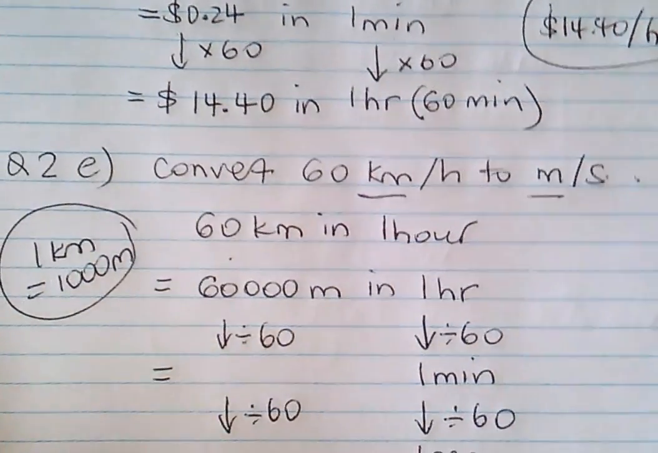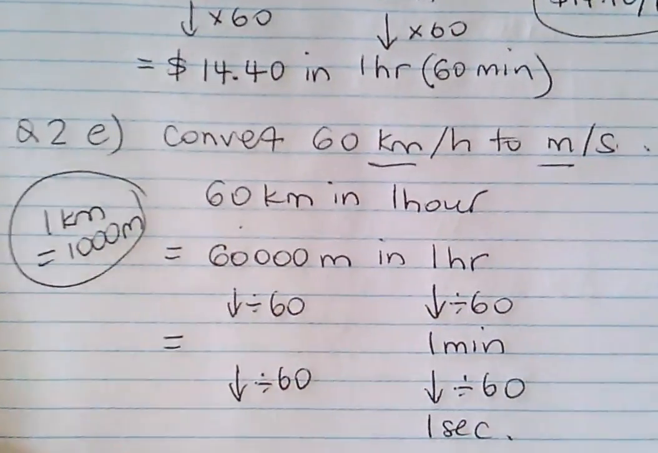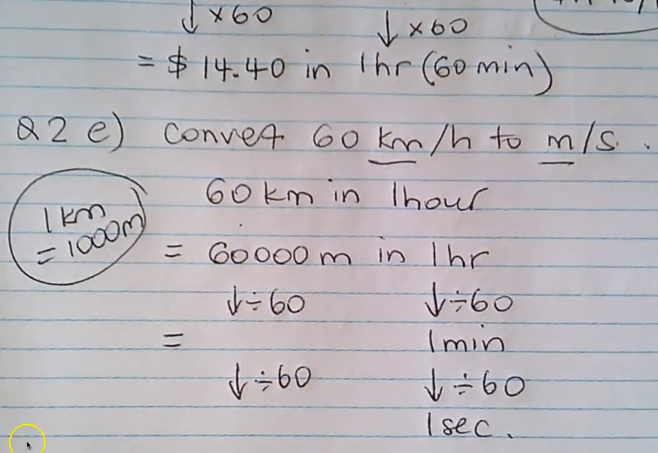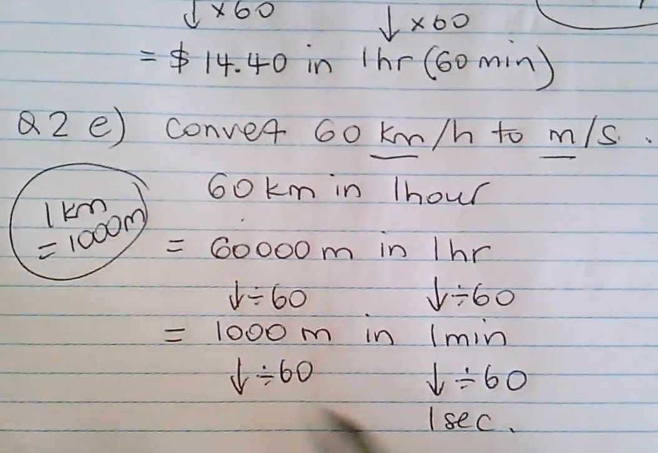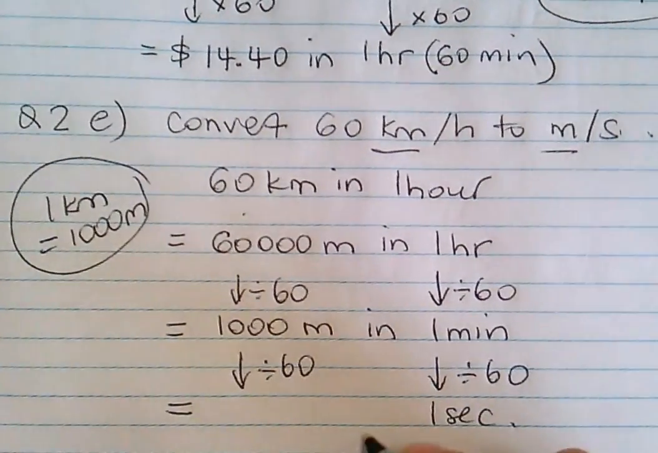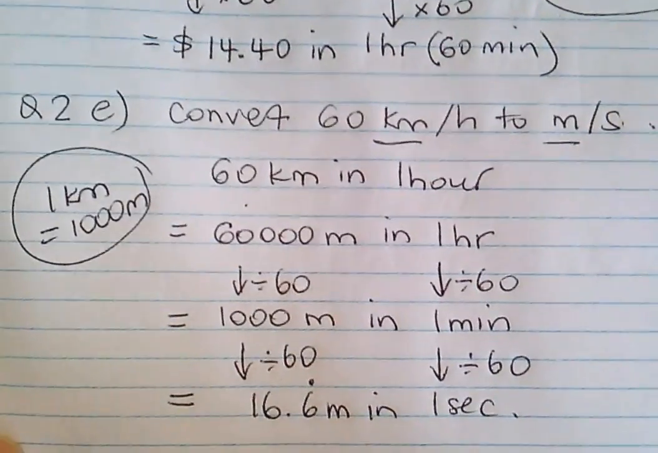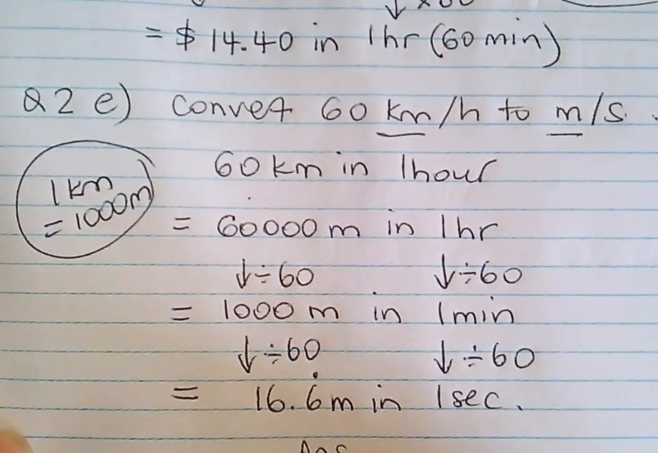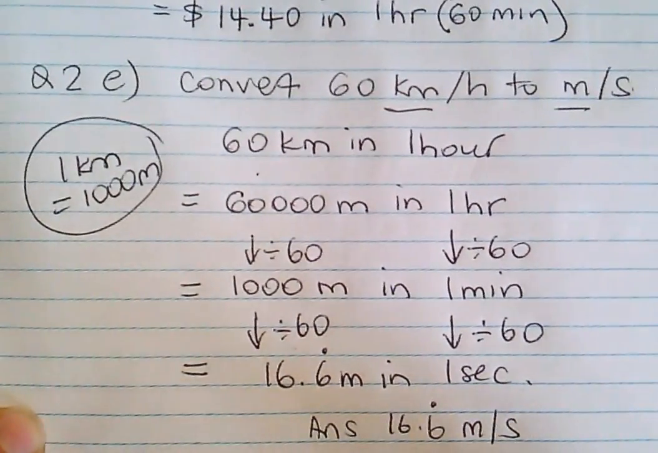You can show the answer at each step. What's 60,000 divided by 60? It's 1,000 metres in 1 minute. If you divide that by 60 again, what do you get? 16.6 recurring metres in a second. So your answer is 16.6 recurring metres per second. Okay?